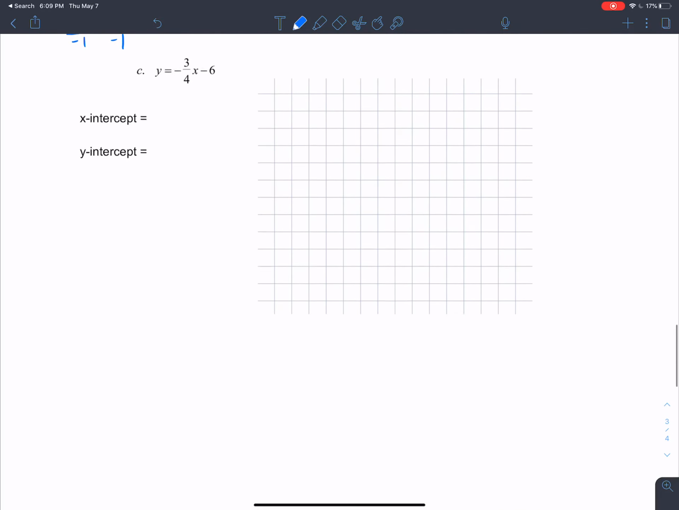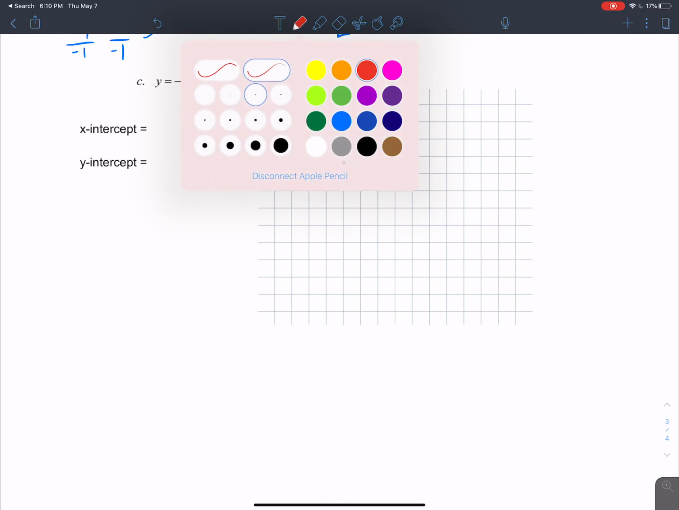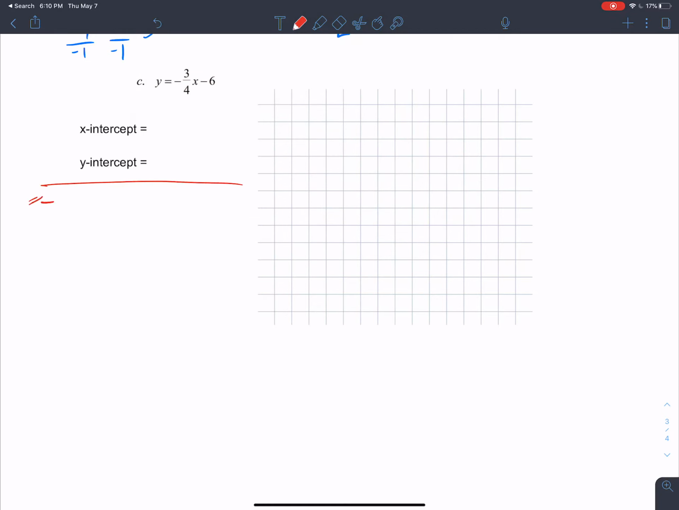Okay, now what about this one? It's a bit more involved, but same process. So let's do x-intercept. Oops.